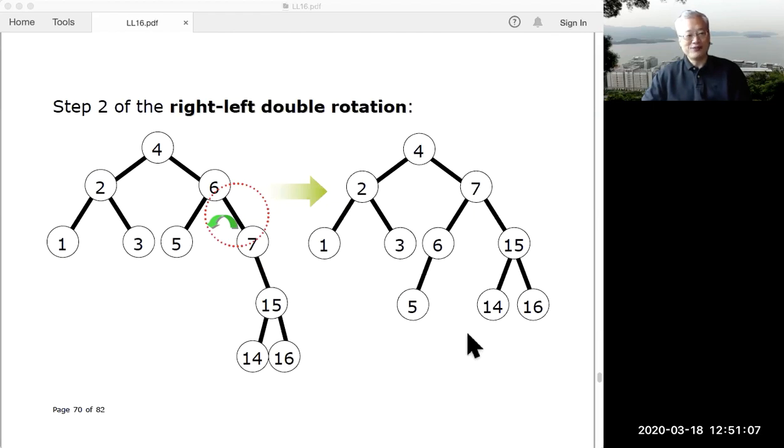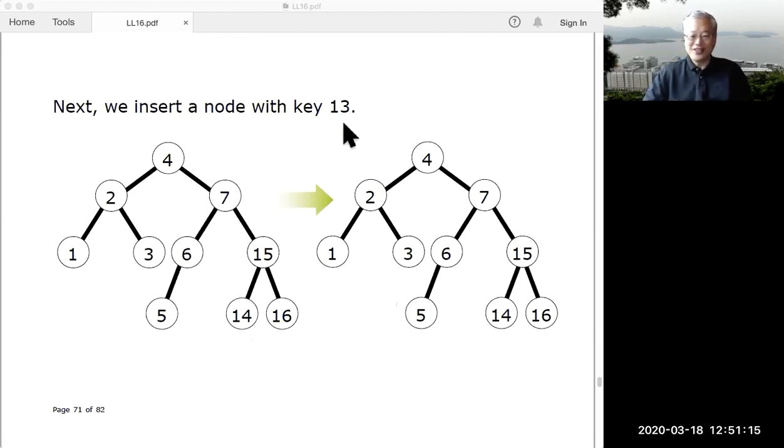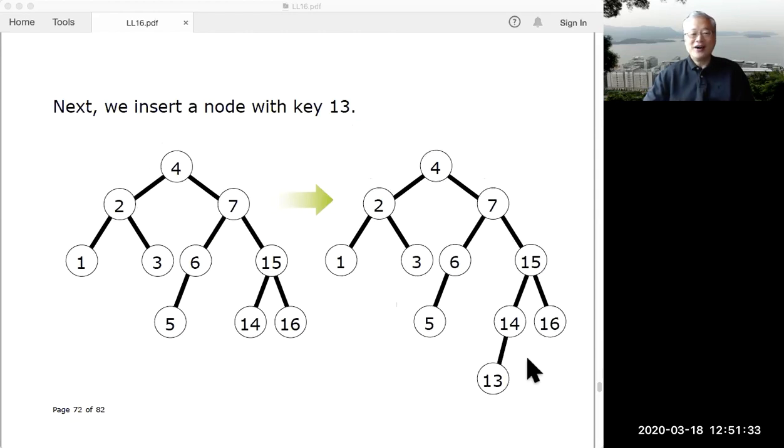Okay, next step. Now we come to this point. Next, we insert a new node 13. So where should it be put? Left of 14. Good. Yes, be more confident. That is correct, left of 14. Good. Okay, do we need to do rotation?